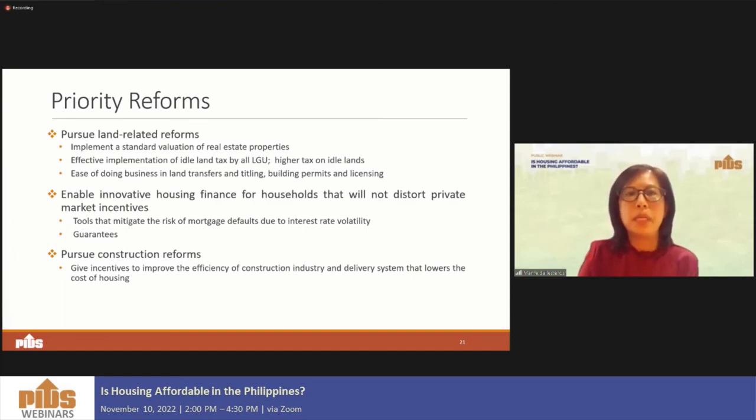The other important reform would be the provision of innovative housing finance for households. But government should ensure that this will not distort private market incentives. We should come up with tools that will mitigate the risk of market defaults that is often related to interest rate volatility. And the last one, which is actually still being studied, is to pursue construction reforms.